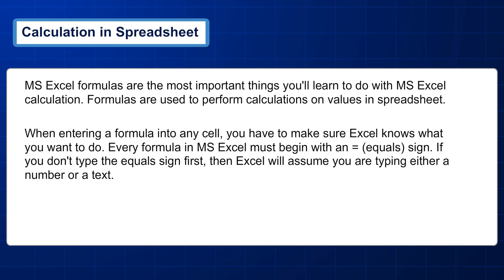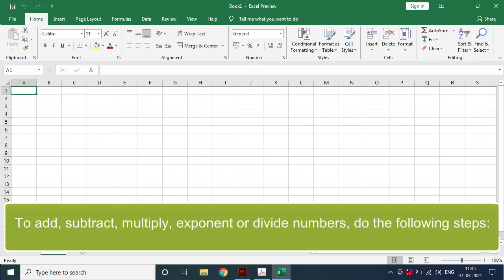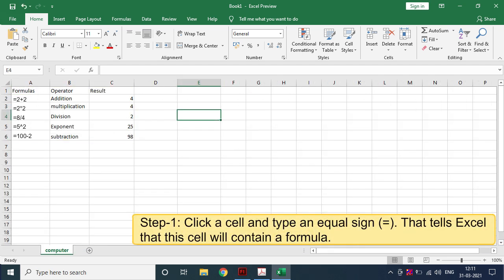If you don't type the equals sign first, then Excel will assume you are typing either a number or a text. Note, you can also start a formula with either a plus or minus symbol. Excel will assume you're typing a formula and insert the equals sign for you. Let's do some simple Excel formulas. To add, subtract, multiply, exponent or divide numbers, do the following steps. Step 1. Click a cell and type an equal sign. That tells Excel that this cell will contain a formula. Step 2.